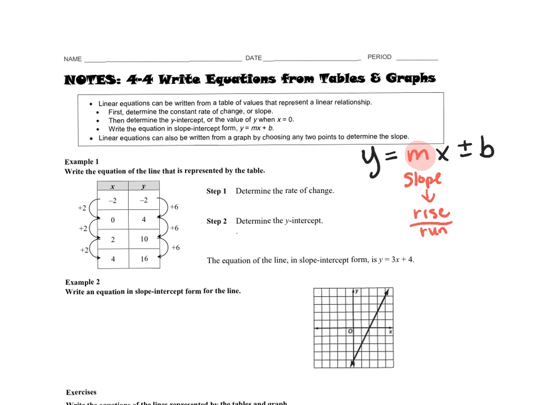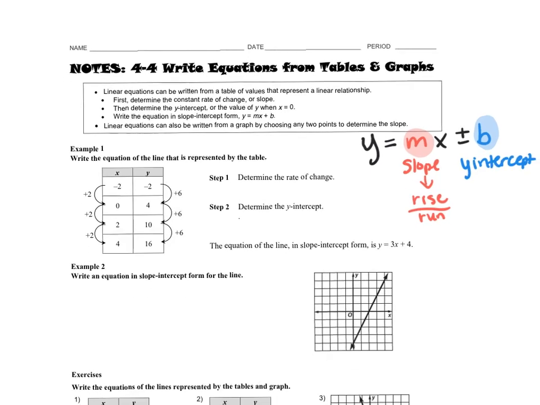Okay. And then our other letter that we need to focus on is B. What is it, Dominic? Y-intercept. The y-intercept. Okay. So the y-intercept is where it crosses the y-axis. It is a point.